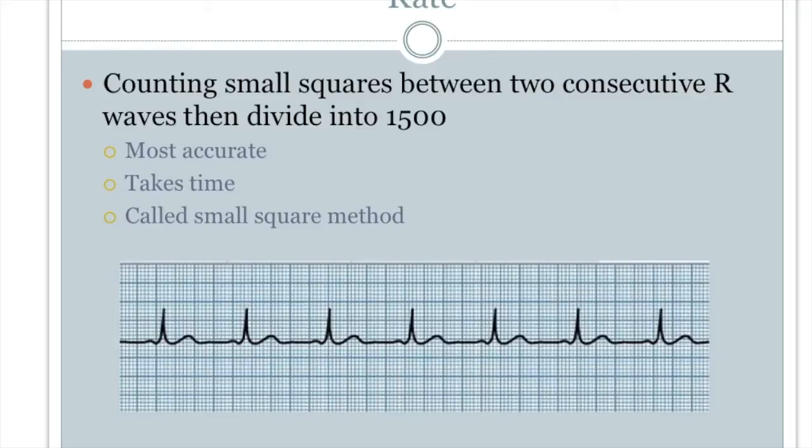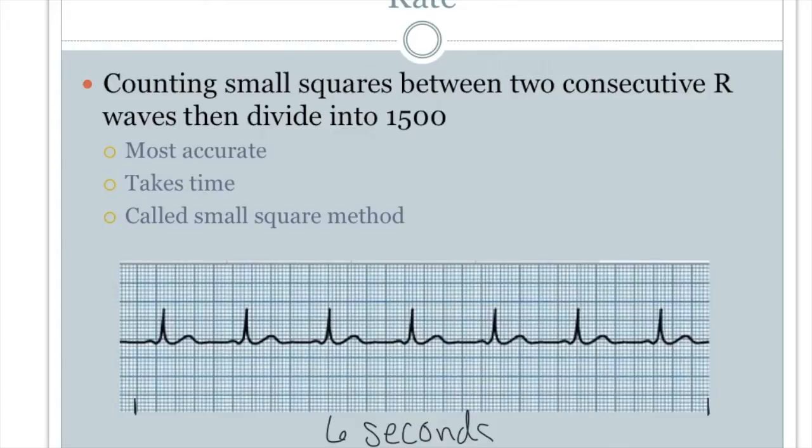The last rate calculation method that we're going to look at is called the small square method. It is the most accurate and it does take time. And if you're good at math, then you'll have no problem with this. Again, we have our marks. So we know that this is a 6-second strip from here to here. 6 seconds.